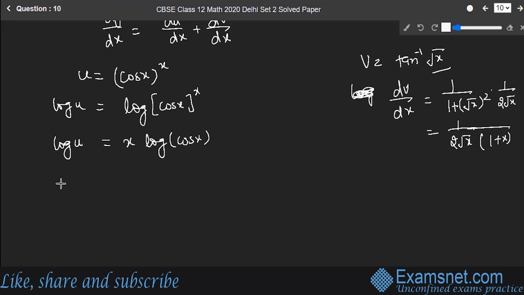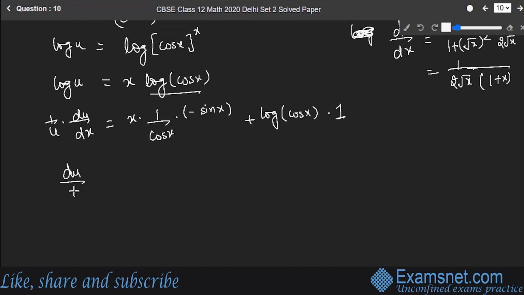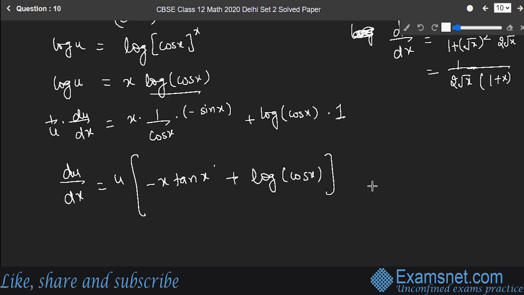Now coming back to this one, you have 1 by u du upon dx is equal to first function into the derivative of second. Cos x derivative is equal to minus sin x, and plus second function into derivative of first. Correct? So du upon dx is equal to u, I'm taking on this side. So this is equal to minus x into tan x plus log of cos of x.